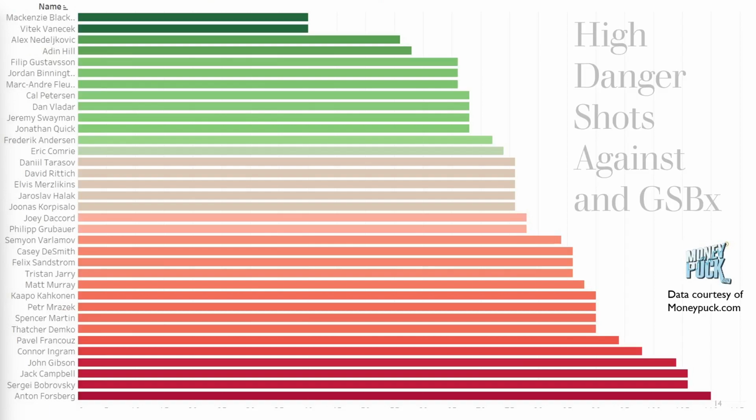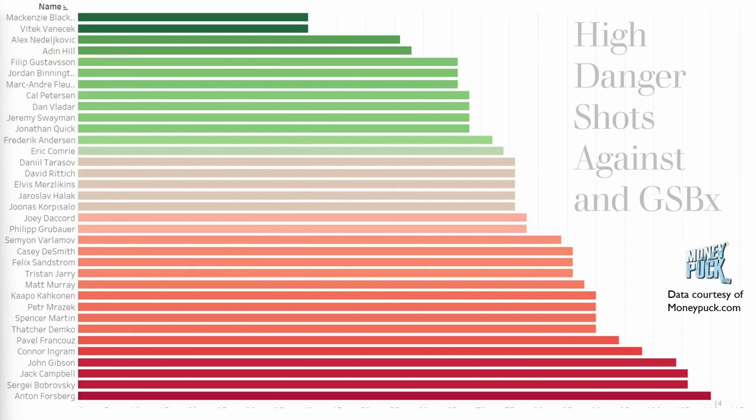Now, at the other end of the graph, Anton Forsberg, Sergei Bobrovsky, Jack Campbell, John Gibson, Connor Ingram, Pavel Francouz, Thatcher Demko, etc. These are all guys that are extremely risky at this point in the year. They are saving fewer goals than expected, and their teams are giving up a lot of high danger chances against, which is a recipe for disaster.